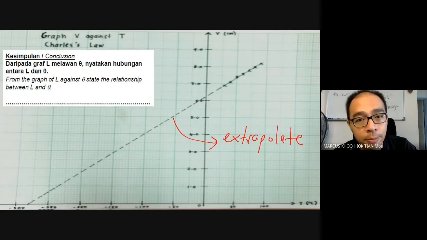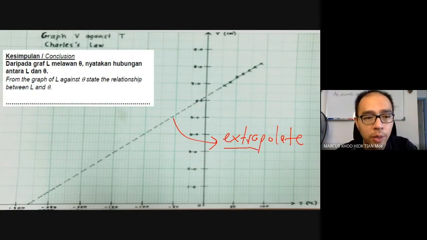When we extrapolate, we extend the existing graph theoretically. That's why these lines are dotted or dashed lines, because these are theoretical values. Theoretically, the pattern of the dots seems to be in a straight line. Extrapolate means you put extra lines, all the way until here, and you will reach a certain value over here, which we will talk about today.